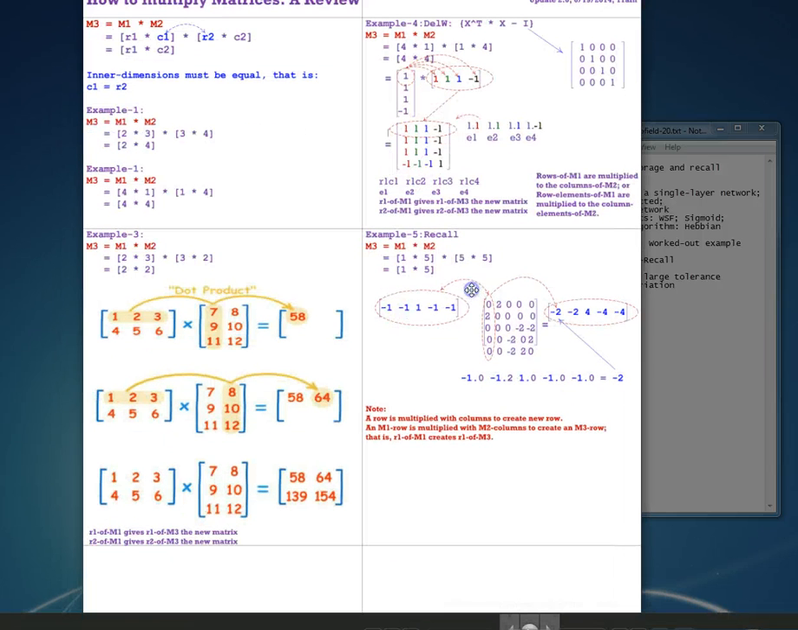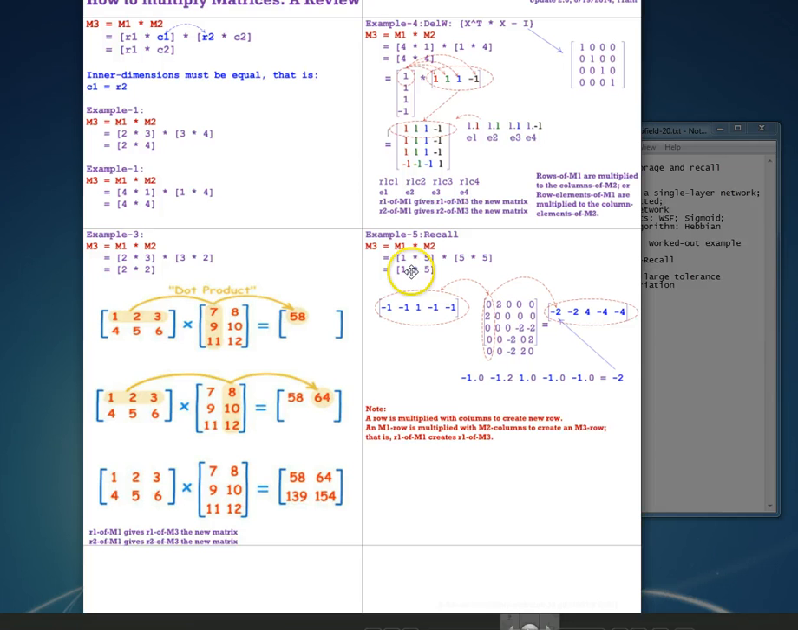So if you can understand this one, again, this is a 4 by 1 times 1 by 4, and this one is a 1 by 5 times 5 by 5. Then in that case, what you're going to get is a 1 by 5 matrix. This part is used in the training mode, and this part is used in the recall mode.